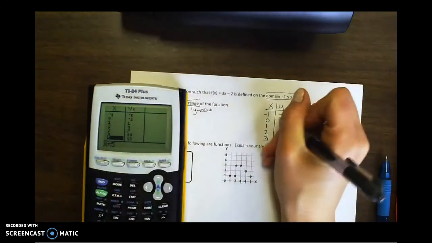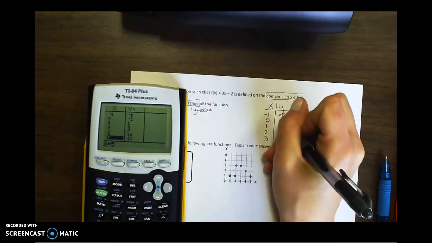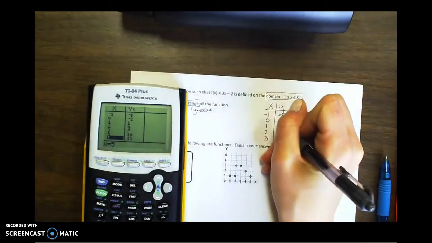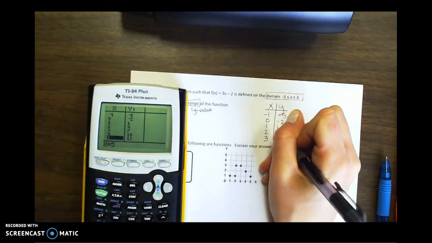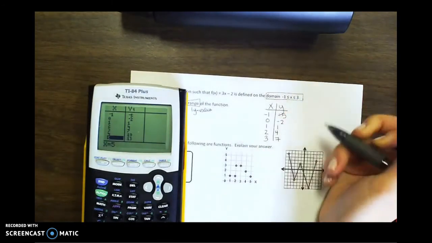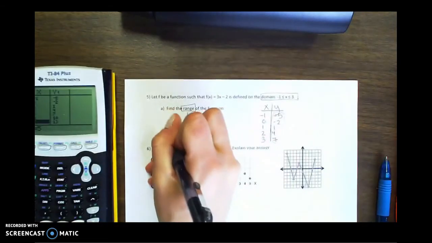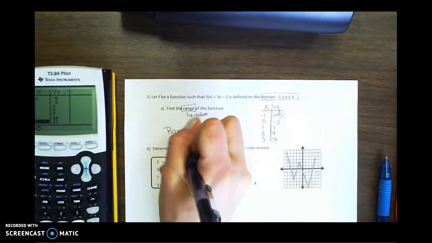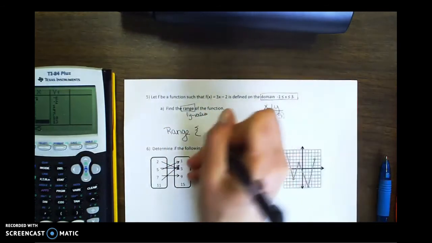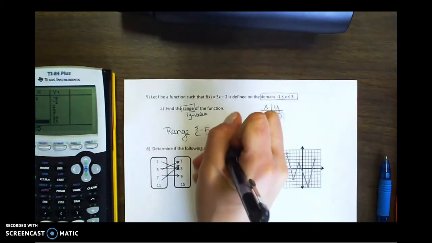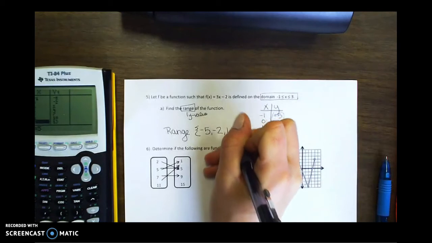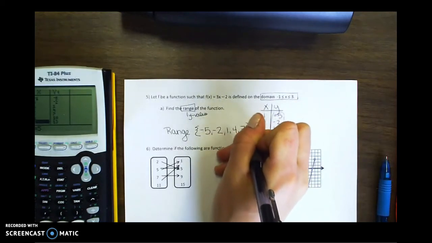So -1 corresponds with -5, 0 with -2, 1 with 1, 2 with 4, and 3 with 7. So that means these are my range. So I can go ahead and write range. It is the set of numbers -5, -2, 1, 4, and 7.